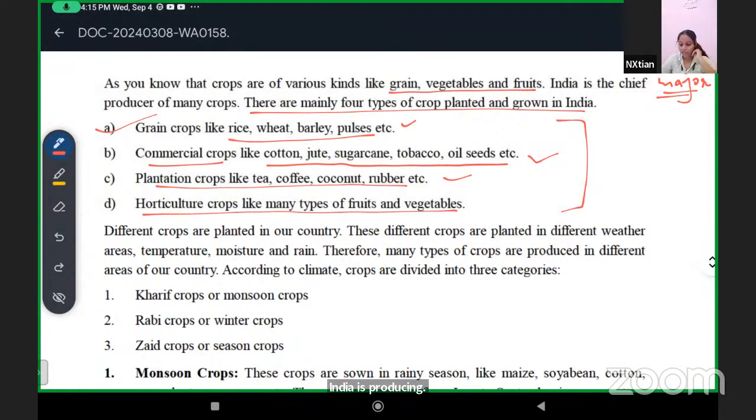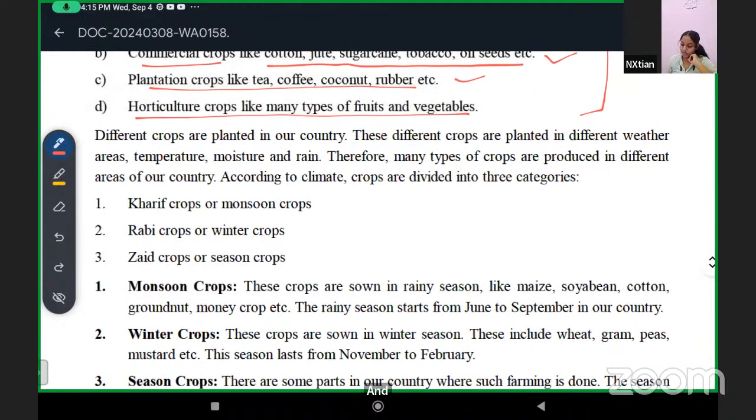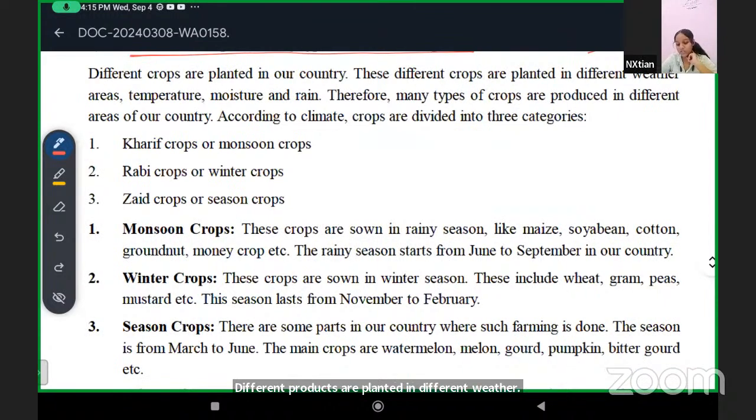Then different crops are planted in our country. These different crops are planted in different weather areas, temperature, moisture, and rain. So these are categorized as seasonal crops, based on the weather, like they are planted at a particular season. So let's talk about it.